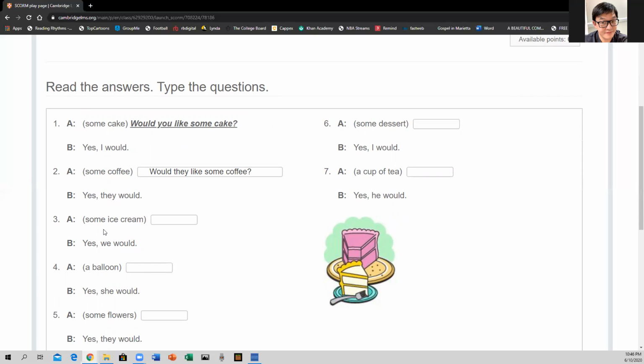Let's go to number three. Yes, we would. Some ice cream. So the question, you're gonna offer some ice cream. So, would you like some ice cream? Yes, we would. And why you? Because this is the plural you. Here is the singular you, okay? So you only know when you have the answer here, okay?